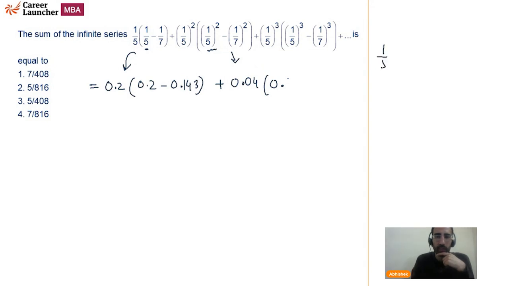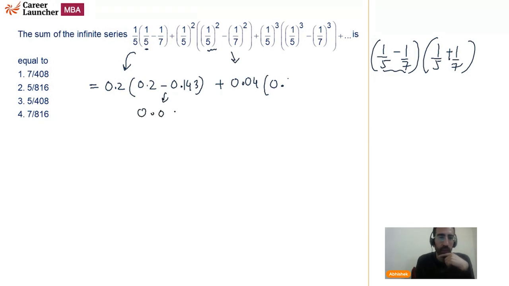Of course, we can do this, or we can say 1 by 5 square minus 1 by 7 square is a square minus b square, which is (a minus b) into (a plus b). It makes sense because we've already calculated this here, whatever this is, 0.057. So this is 0.2 into 0.057. And this is 0.2 plus 0.143, so it's 0.343.